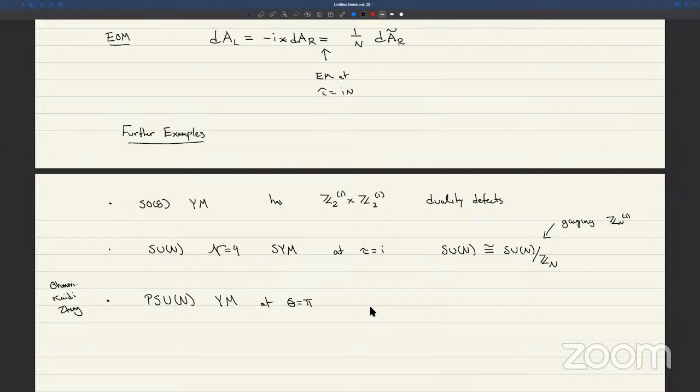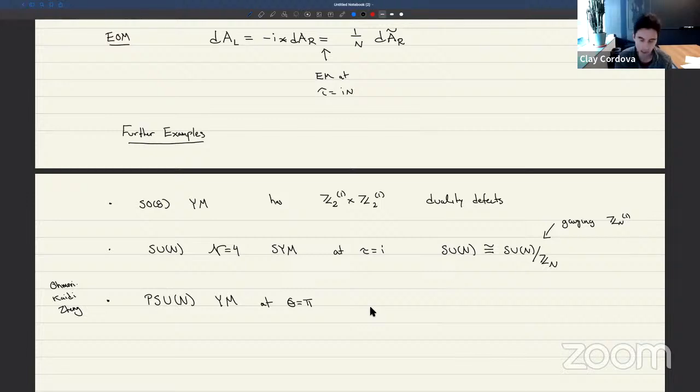Can you just elaborate on the last point? What did they say about this theory at theta equals pi? Yeah, I can elaborate on that point. So if you go back to SU(N) Yang-Mills at theta equals pi, of course, if you're at even N or at odd N, there's some other similar structure. There's something like an anomaly, which tells you that at theta equals pi for SU(N) Yang-Mills, the theory cannot be trivially gapped.